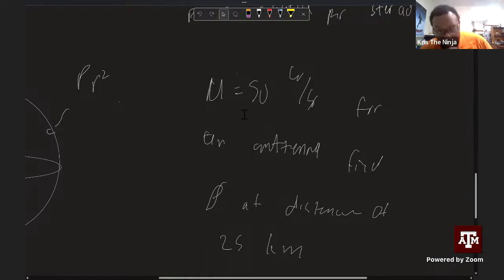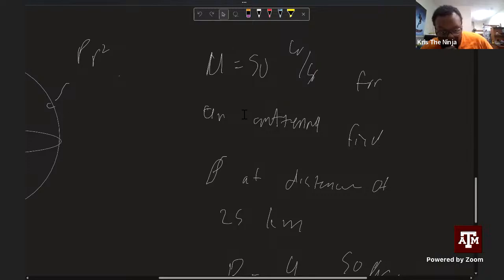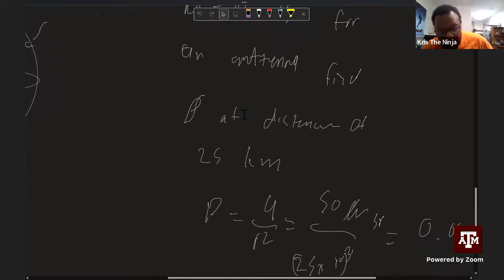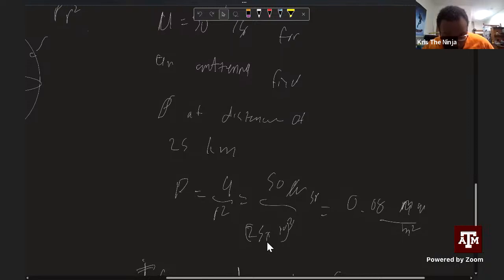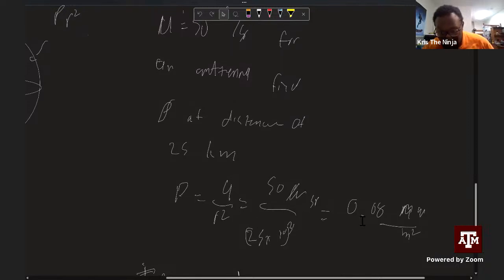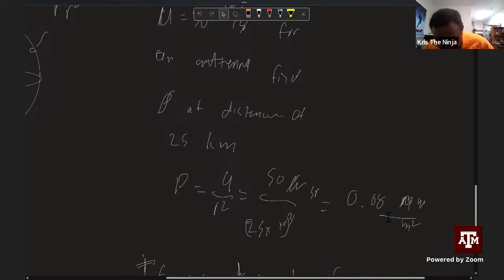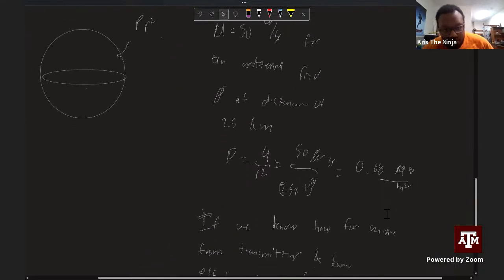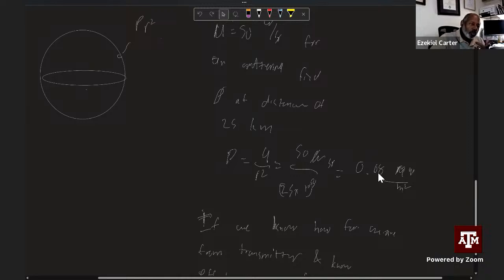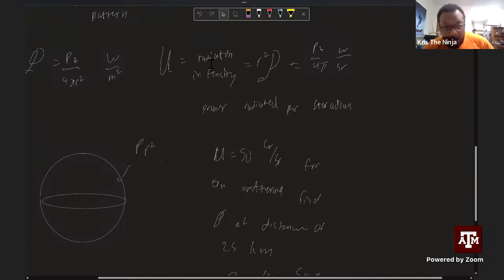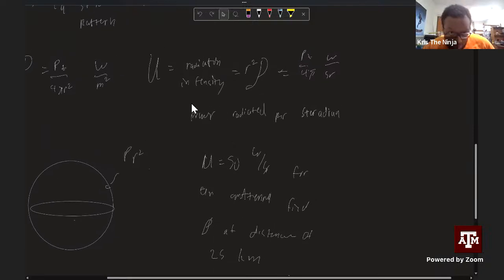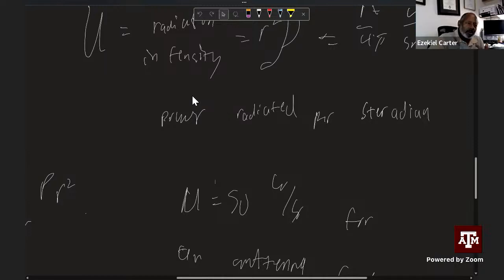U is 50 watts per steradian for an antenna field at 25 kilometers. So you do 50 watts over 25 kilometers squared, and you end up with 0.8 microwatts per meter squared. That U represents the radiation intensity.